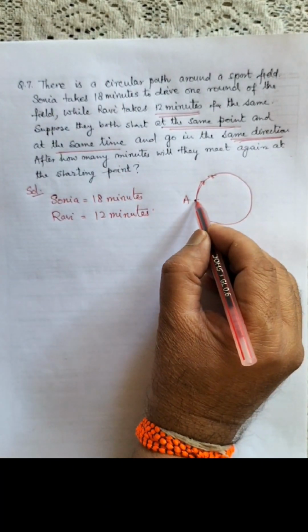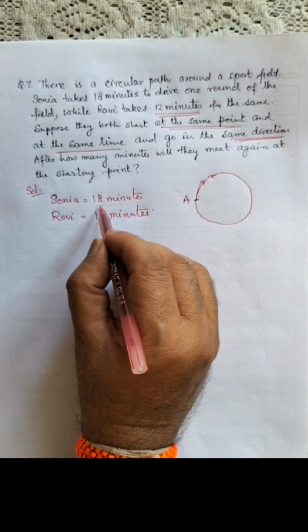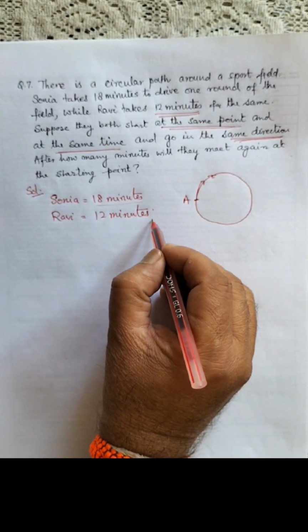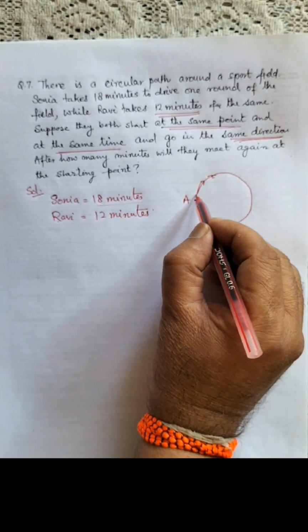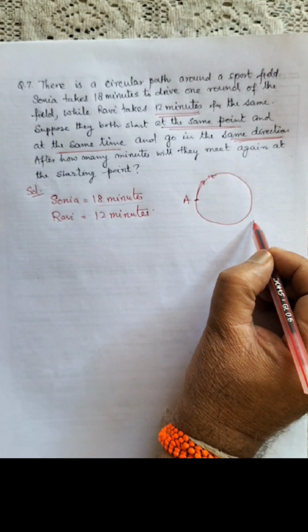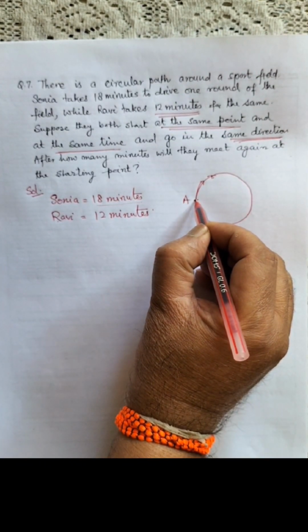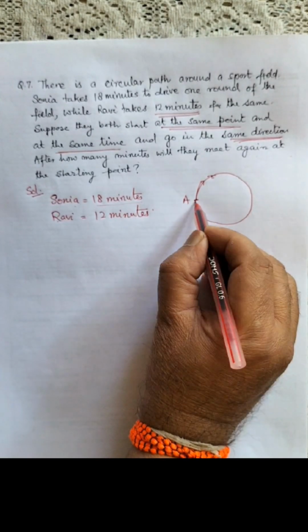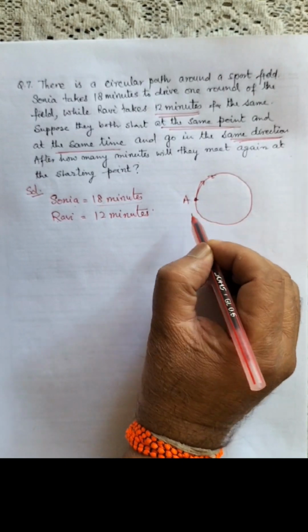Just try to understand. Suppose two people are there. One completes the round in 18 minutes, the other completes the round in 12 minutes. That means Ravi is faster. So in the same direction, Ravi will finish the round in 12 minutes, whereas Sonia will take 18 minutes. That means there is a difference of 6 minutes and Ravi will be ahead. So when will they meet at the same starting point?